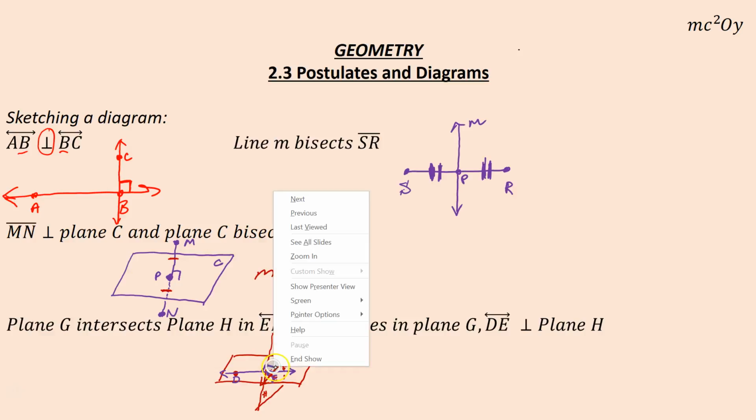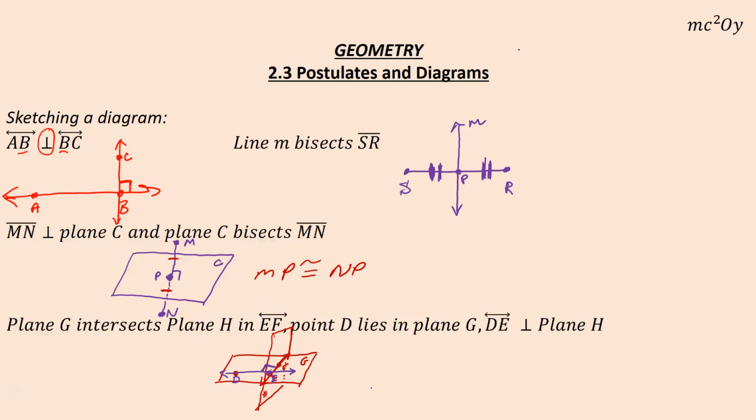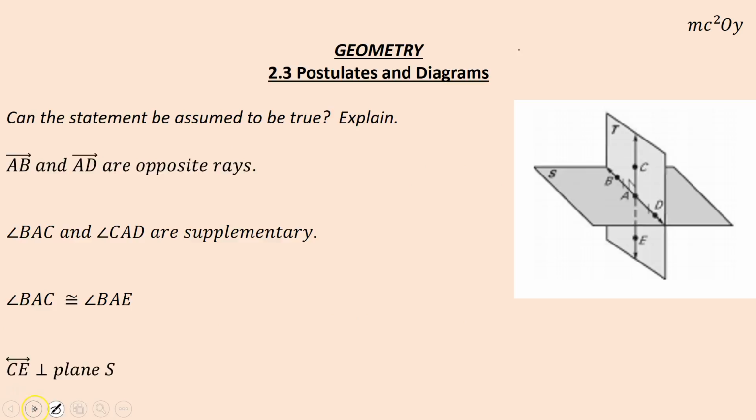Wow, that is quite the picture there. Good to double check your work. So plane G intersects plane H at line EF. Point D lies in plane G, and DE is perpendicular to H. Well, let's go on.